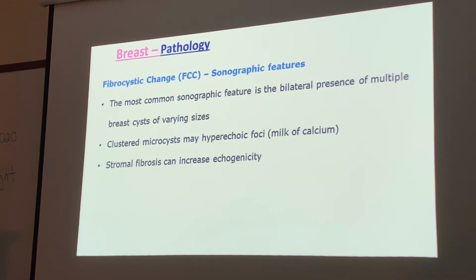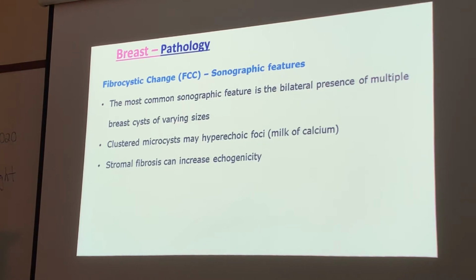Some sonographic features of fibrocystic change: the most common sonographic feature is bilateral presence of multiple breast cysts of varying sizes. You see a chain of breast cysts. Clustered microcysts may have hyperechoic foci. Remember the colloid cyst of the thyroid, how it has that echogenic dot in the middle of it? That's the milk of calcium, or hyperechoic foci. That's what it's going to look like in a breast cyst.